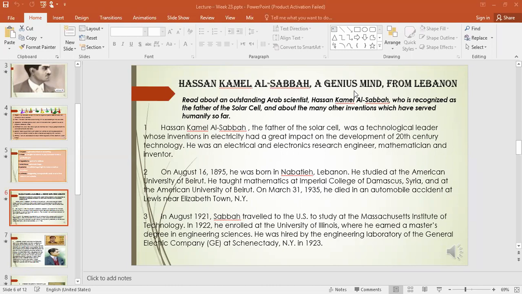This person studied first at the American University of Beirut, and then he started teaching math at the Imperial College in Damascus, Syria, and at the American University of Beirut also. On March 31, 1935, this person, Hassan Kamel al-Sabbah, died in a car accident in the United States of America.